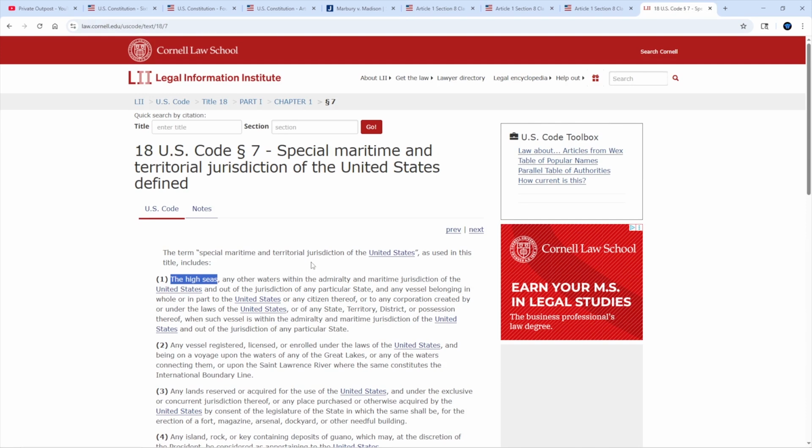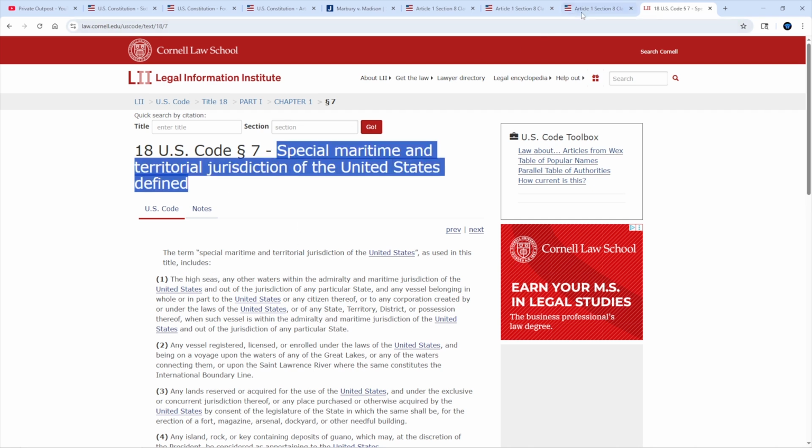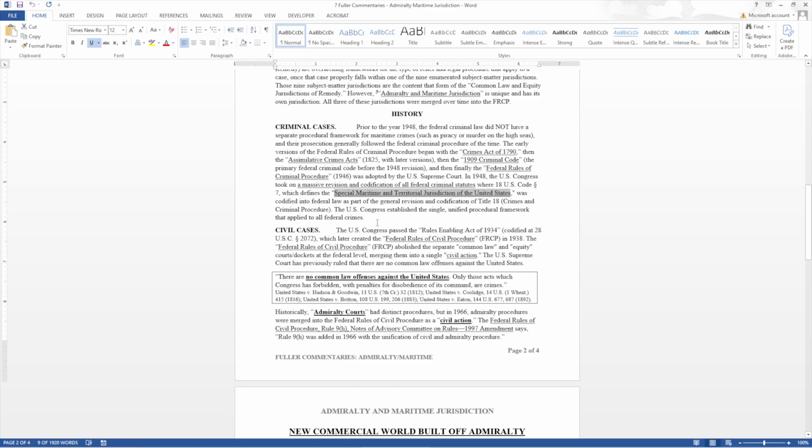Part of this argument is that it's colorable in nature. All right, so we have a colorable version of this jurisdiction being plugged in to our federal rules of criminal and civil procedure. So essentially what happened is the U.S. Congress established a single unified procedural framework that applied to all federal crimes. This is when Maritime Admiralty merged into criminal cases. That's how it came about.